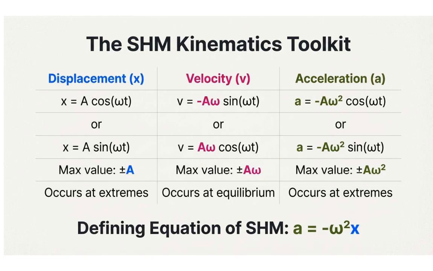Acceleration, which is the derivative of velocity, involves the amplitude and the square of the angular frequency, and it reaches its maximum at the extreme points of motion. The defining equation of simple harmonic motion ties acceleration directly to displacement by showing that acceleration is proportional to displacement but in the opposite direction, with a factor of the negative square of angular frequency. This toolkit gives us a clear framework to analyze any SHM system in terms of how its position, speed, and acceleration change over time.